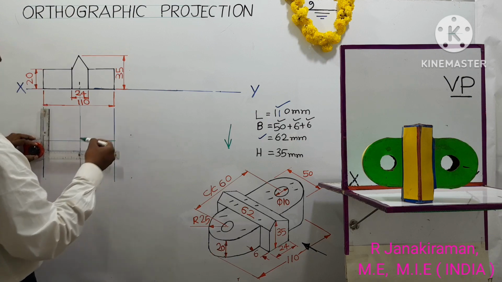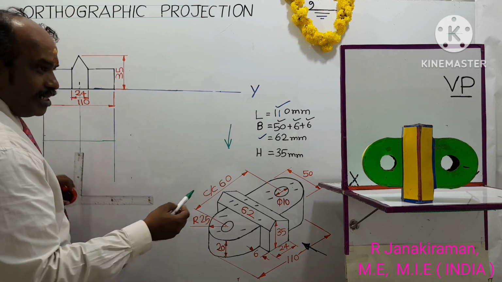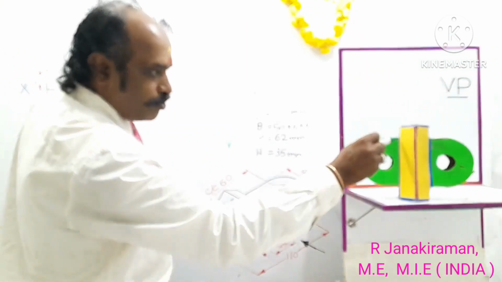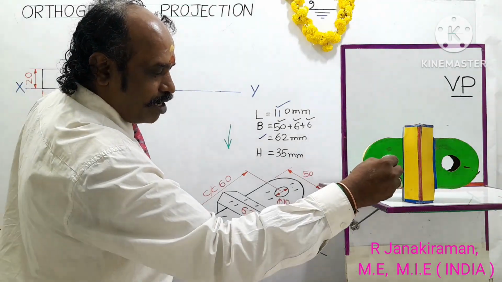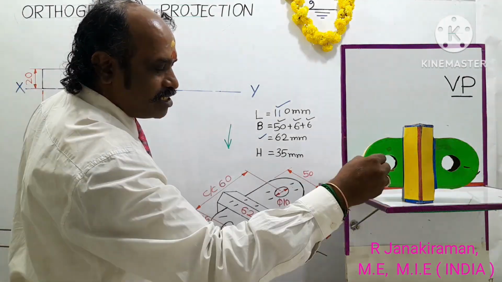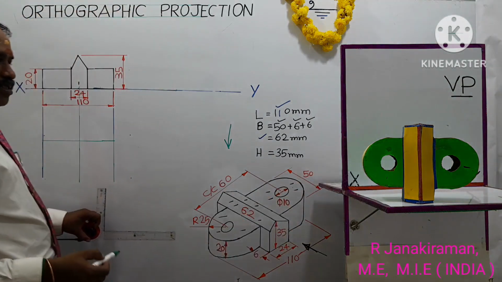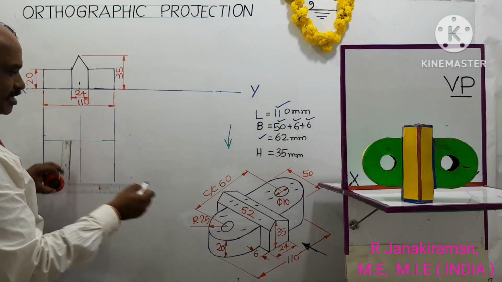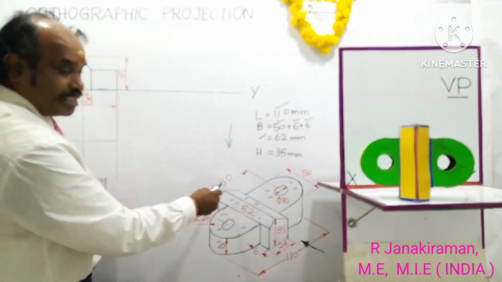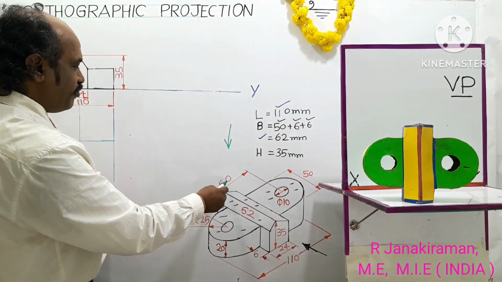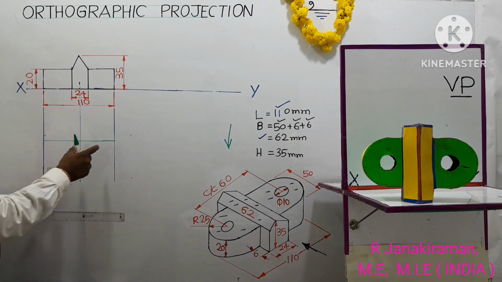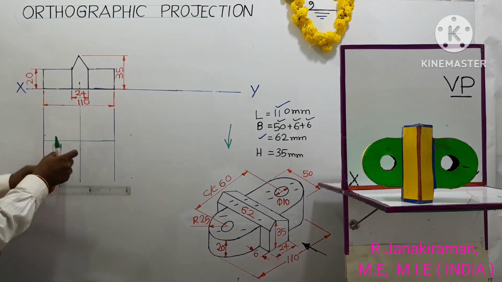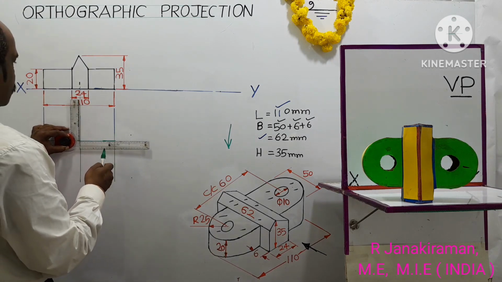So the lighter line one is drawn. The distance from here to here, the line passing through the center of the two circles, the two smaller holes on the base part of the object. Along the center line, the center to center distance is given as 60 mm. 60 divided by 2 will be 30 mm. So right side 30 mm, left side 30 mm, locating 2 points.